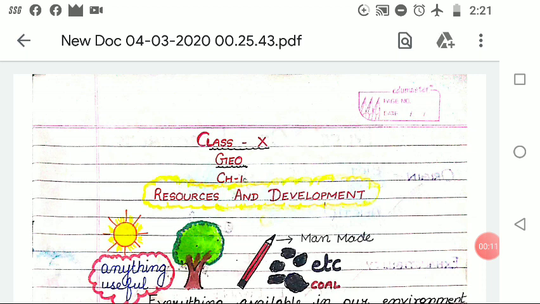Today we are going to start the first chapter of geography, that is Resources and Development.